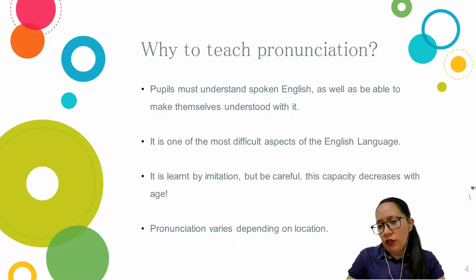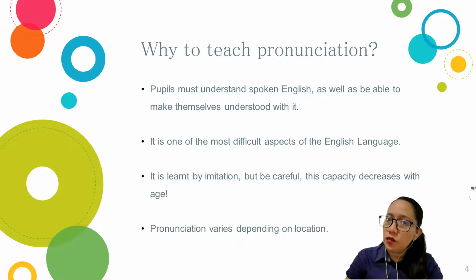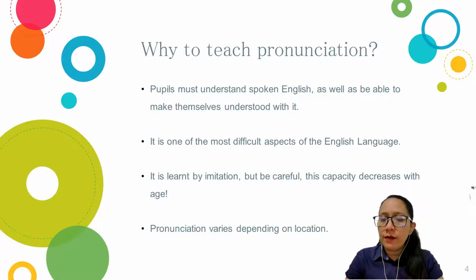Why teach pronunciation in the classroom? Well, we have different ideas. Pupils must understand spoken English as well as be able to make themselves understood with it. It is one of the most difficult aspects of the English language. Everybody knows that. It is learned by imitation. But be careful, this capacity decreases with age. So when they are getting older, this goes lower. Pronunciation varies depending on location.